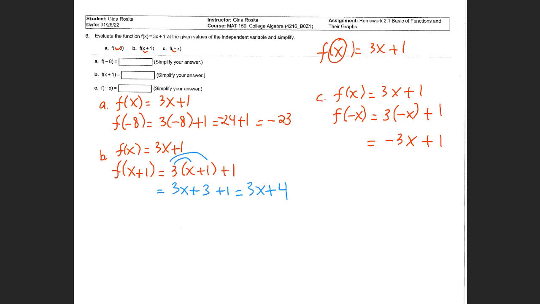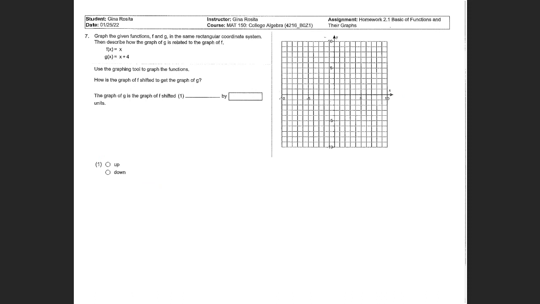Now go to number 7. Graph the given function f and g in the same rectangular coordinate system. Then describe how the graph of g is related to the graph of f. F of x equal x, g of x equal x plus 4.